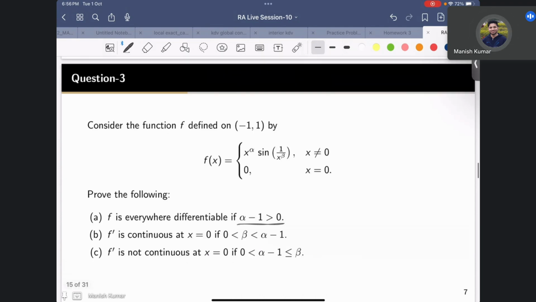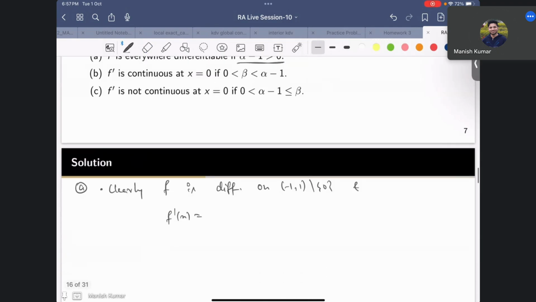Okay, I think I am here. I think x^β, okay, I should mention here that my β is greater than 0. Because if β is less than 0, then in that case also it's differentiable, that is not a problem. Okay, so now let us write the derivative.